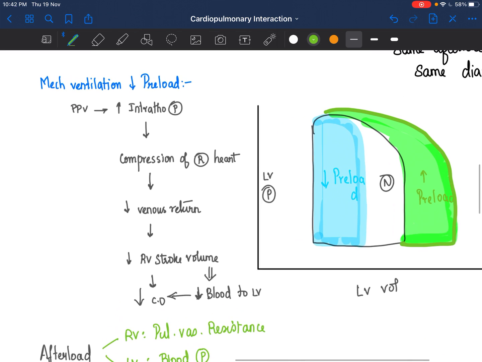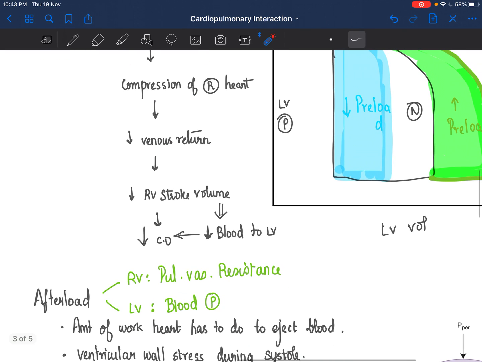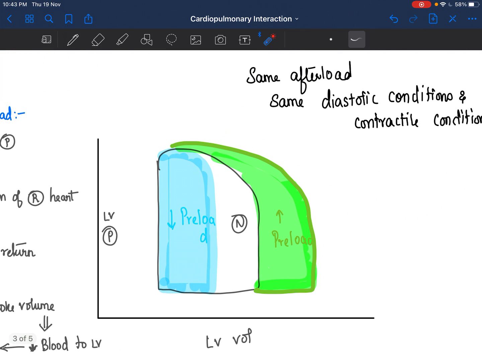If you want to put this as a flow chart, you can say like this: increased intrathoracic pressure causes compression of the right heart, resulting in decreased venous return, that results in decreased right ventricular stroke volume, which translates as decreased blood into the left ventricle, ultimately resulting in decreased cardiac output. If you want to represent the same in a graphical format, where you have pressure on the y axis and volume on the x axis, the center one, the gray one that I have represented here, is your normal stroke volume.